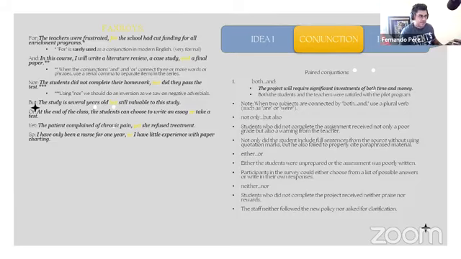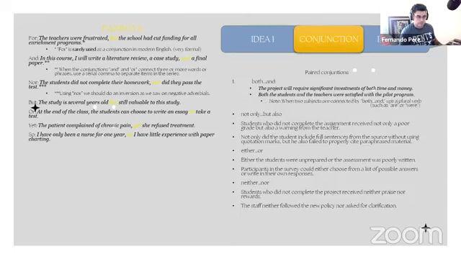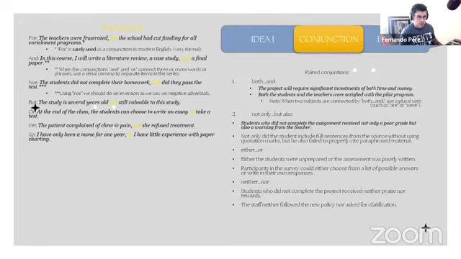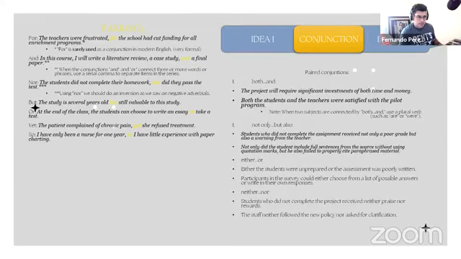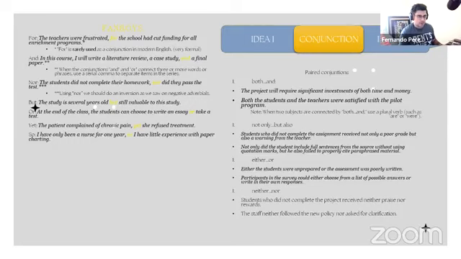That's another example: both the students and the teachers were satisfied with the pilot program. With a little note, number two is not only... but also. And there's another example over here. Then either... or, we have these two.